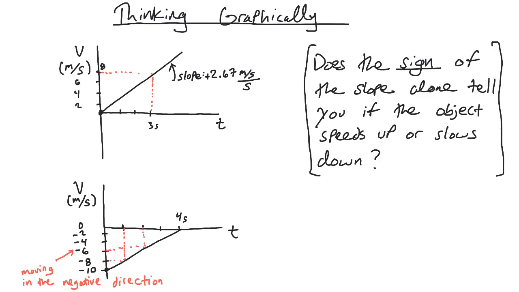All right, here's the question. Does the sign of the slope alone tell you if the object speeds up or slows down? Use the evidence over here on the left-hand side to articulate your thinking. Pause the video and think about it.